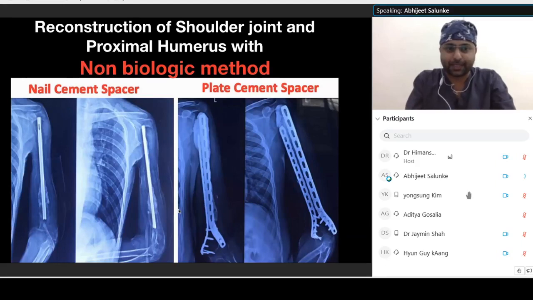So you can put a simple nail, that is a K nail, make a cement mantle, that will be a nail cement spacer. Second option can be to use a plate. If the distal fragment is very small, we can use single plate or double plate. So again, this is a non-biologic option.